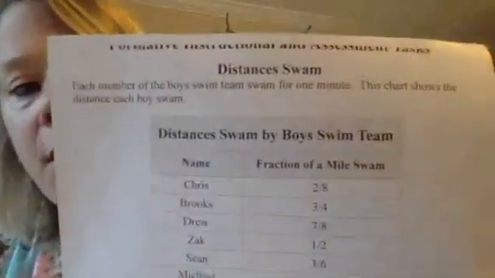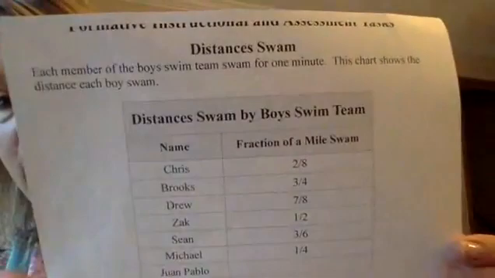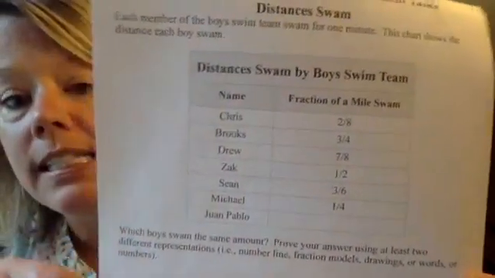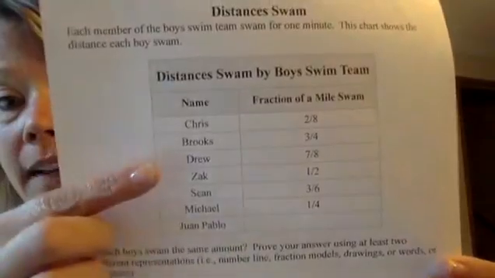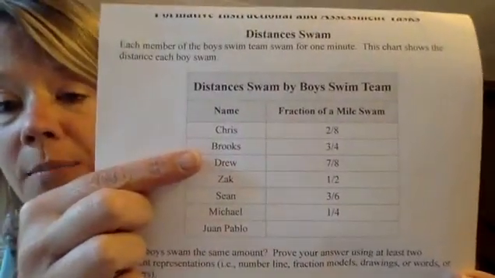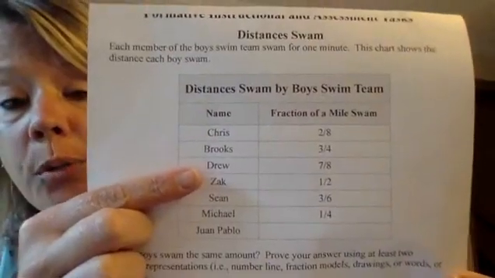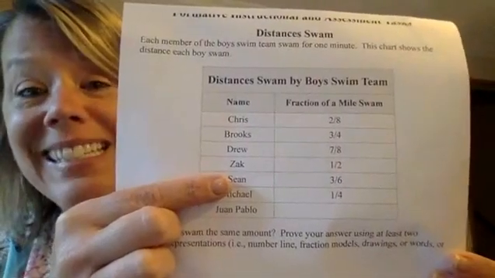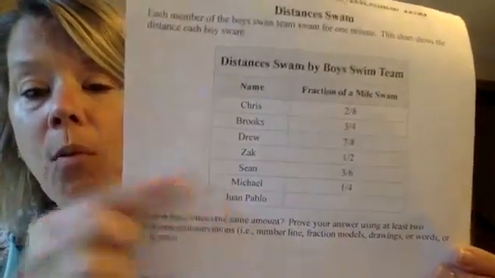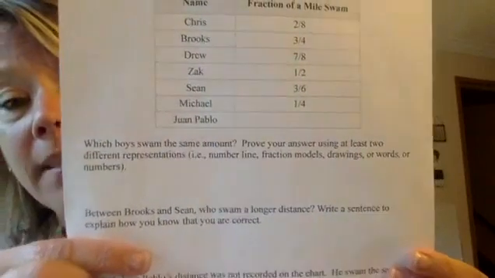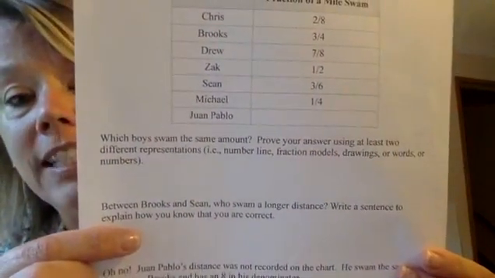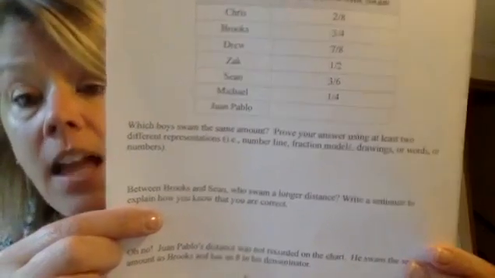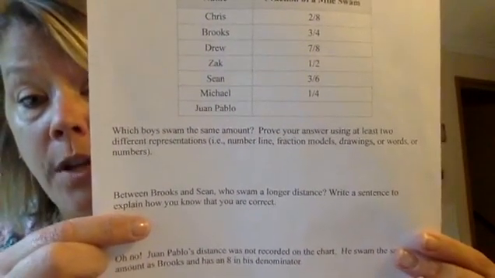I like Dory. Okay, so each member of the boys' swim team swam for 1 minute. This chart shows the distance each boy swam. So Chris swam 2/8. Brooks swam 3/4 of a mile. Drew swam 7/8. Zach swam half. Sean swam 3/6. Michael swam 1/4. We also could call that a quarter. And Juan Pablo, we're not sure what happened. So our first question is, which boys swam the same amount? Prove your answer using at least 2 different representations: a number line, fraction model, drawings, or words or numbers.